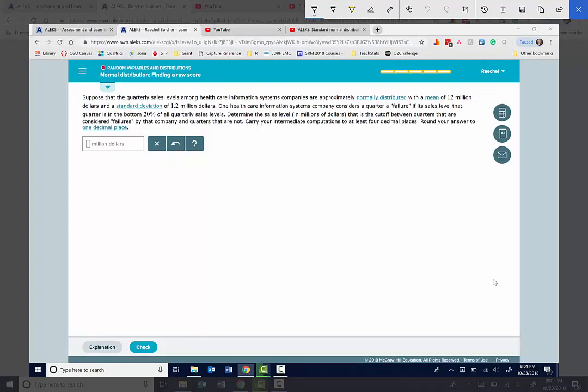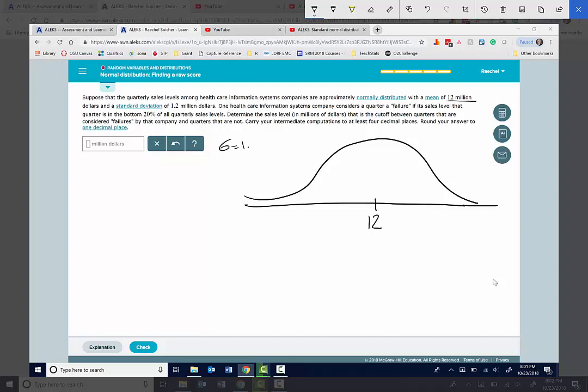Okay, so let's go ahead and visualize this first right away. This helps me see what the problem is asking. Again, here's my terribly drawn normal distribution. In the center of a standard distribution, we would have 0 as the mean, but we're working with actual values here, so we know from the problem that this mean is 12 million, and I'll just leave the million off. We also know that the standard deviation is 1.2 million.